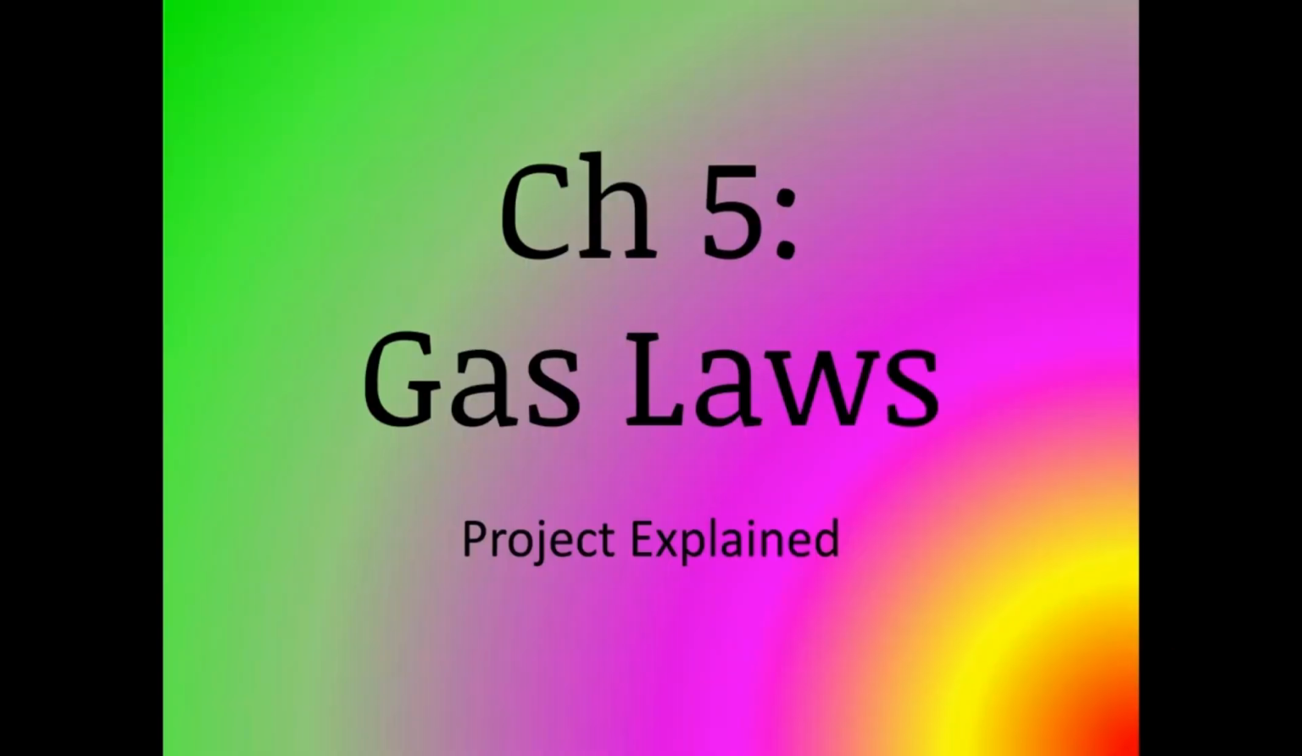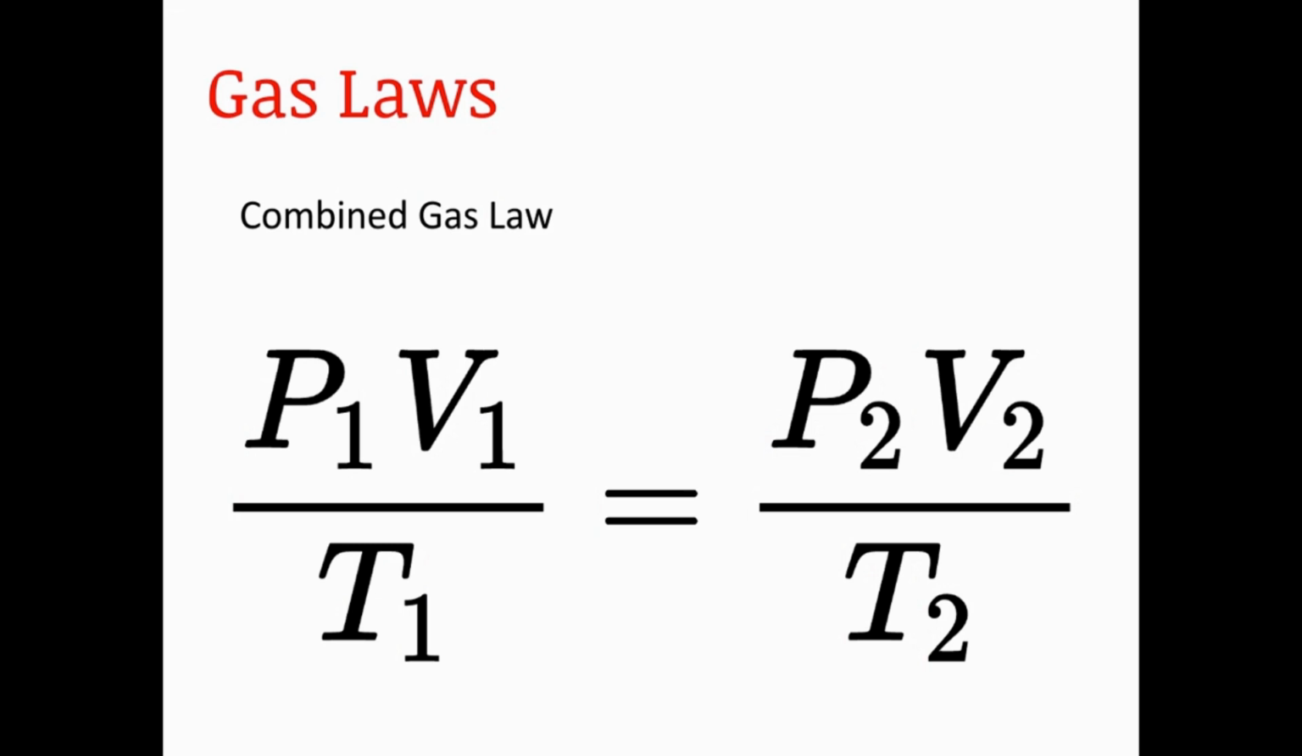So now we'll begin Chapter 5 of the AP Chemistry midterm review. This is gas laws. First we'll do just a couple quick reminders. Here's the combined gas law. You want to make sure that the units for each of these are the same: pressure has the same units, volume has the same units, and temperature has the same units. Temperature should be in Kelvin.